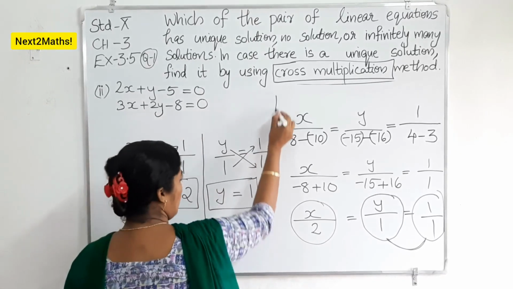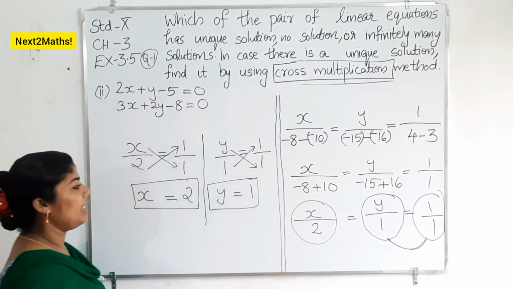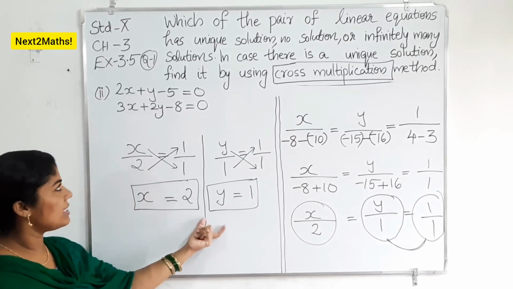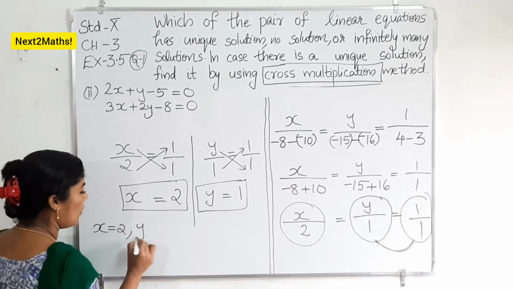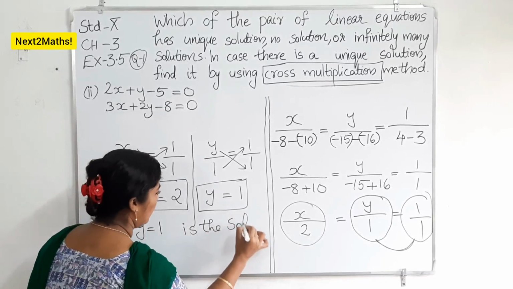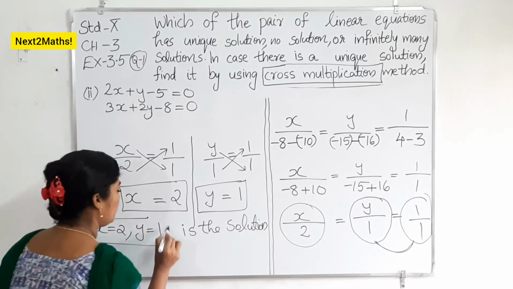See now, we have x equal to 2 and y equal to 1. So what is our solution? x equal to 2, y equal to 1 is the solution. So here in this pair of linear equations, x equal to 2, y equal to 1.